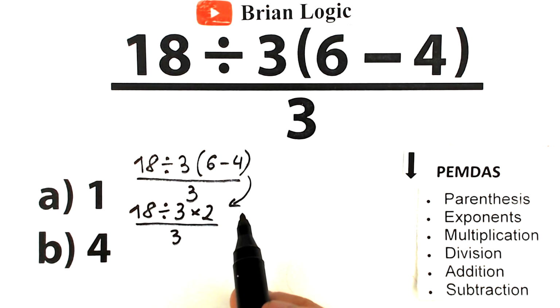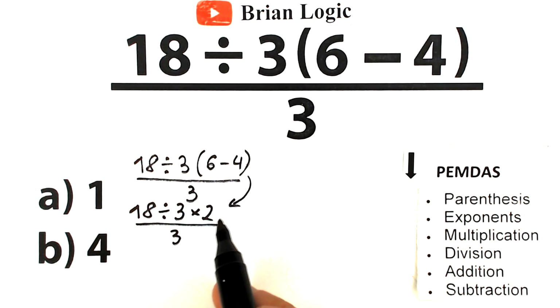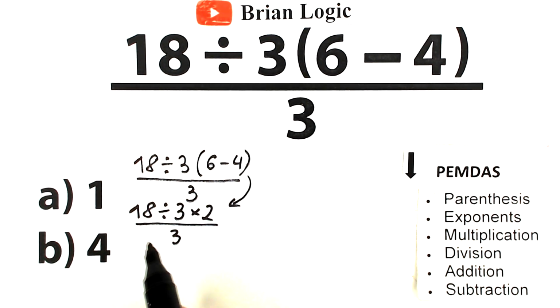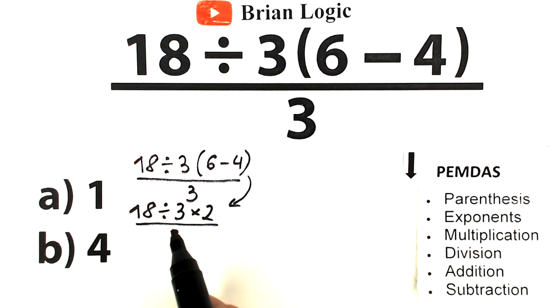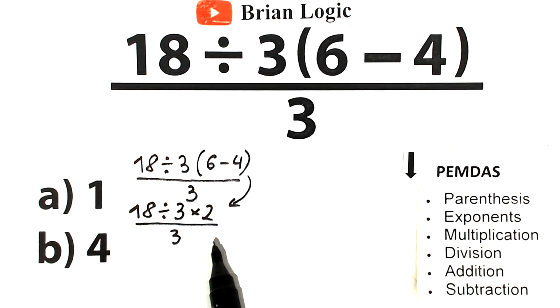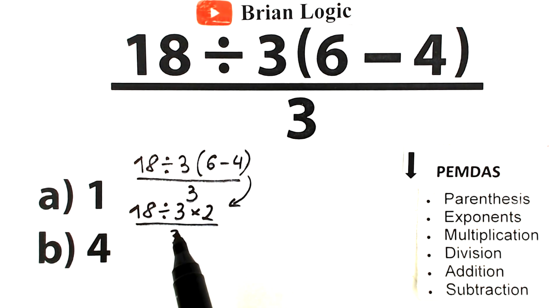Now comes a really important moment, because this is where the debate starts: the division and multiplication part. According to the order of operations, division and multiplication have the same precedence. So the correct order is to evaluate from left to right. First take 18 divided by 3 and then multiply it by 2.